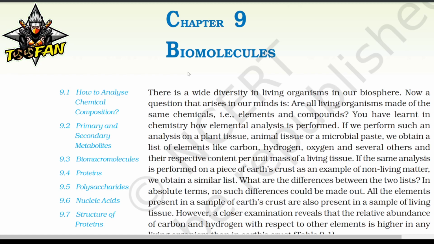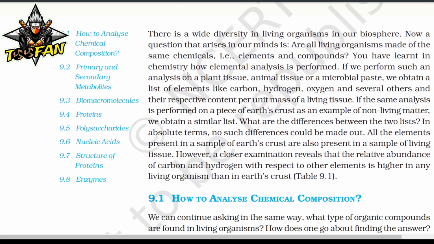If the same analysis is performed on a piece of earth crust as an example of non-living matter, we obtain a similar list. What are the differences between the two lists? In absolute terms, no such difference could be made out. All the elements present in the sample of earth crust are also present in a sample of living tissue.